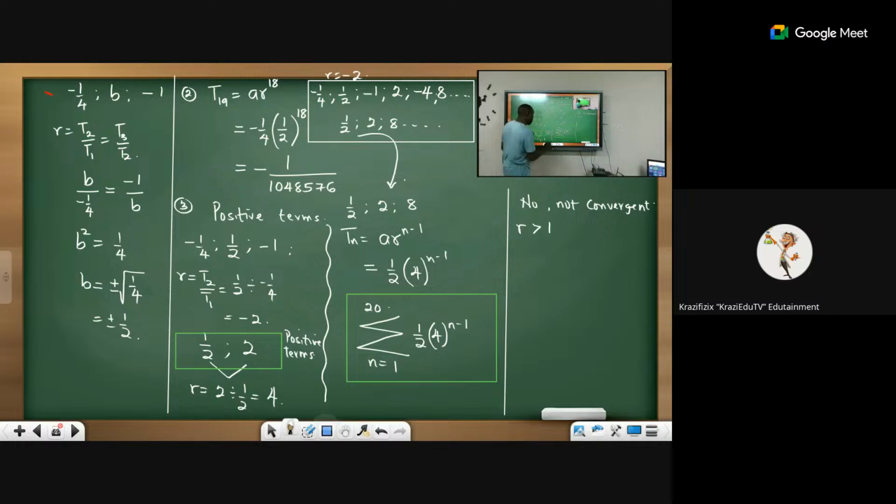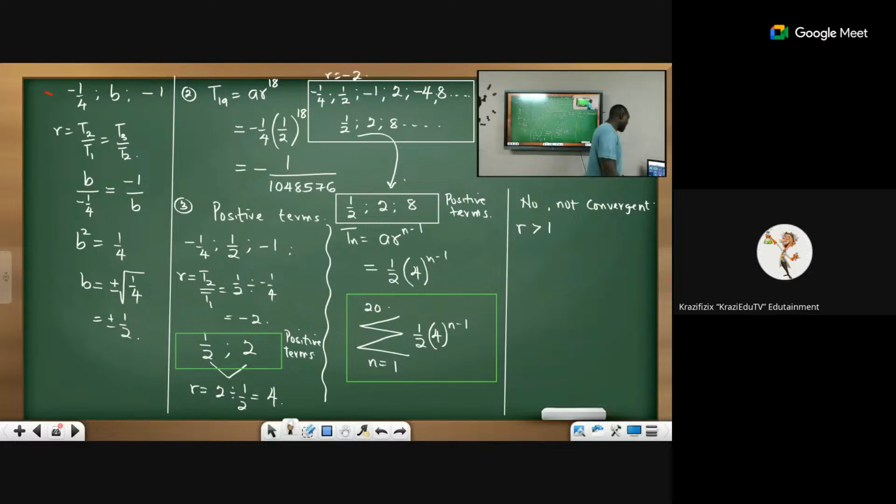So we are now working with this sequence. This is the sequence of positive what? Terms. And my R is T2/T1 or T3/T2. Can you see 8 divided by 2 will give me what? 4. Yes. So you've got to read the question, understand what the examiner is looking for.